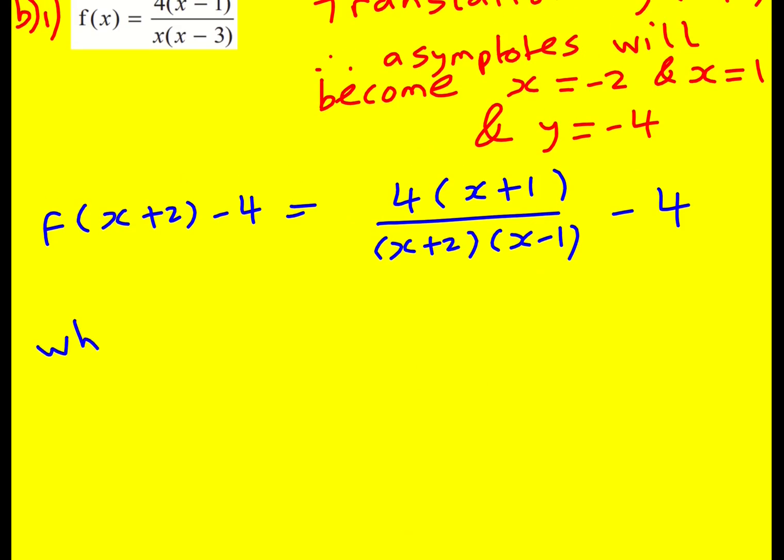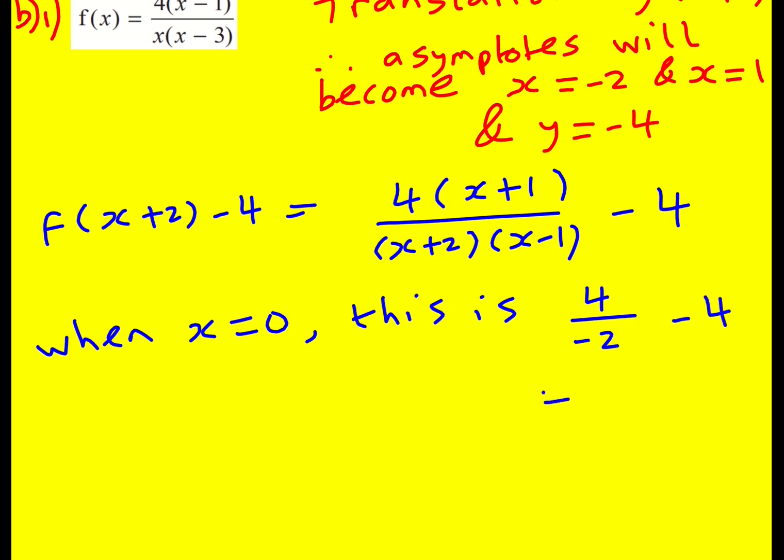Now, when x equals 0, all I'm doing is replacing all of these by 0. So this is 4 times 1, divided by minus 2, because it's 2 times minus 1. And then I'm minusing 4. That's going to be minus 6. So we've got a point of intersection.